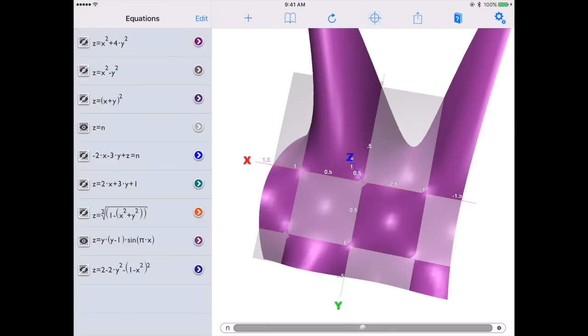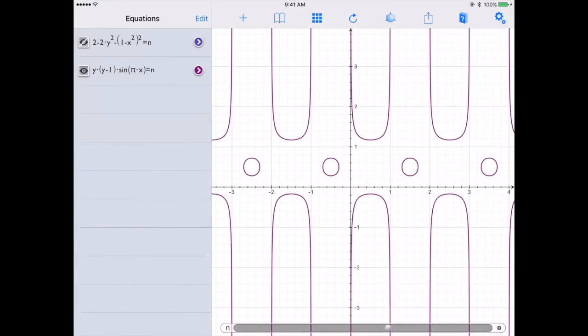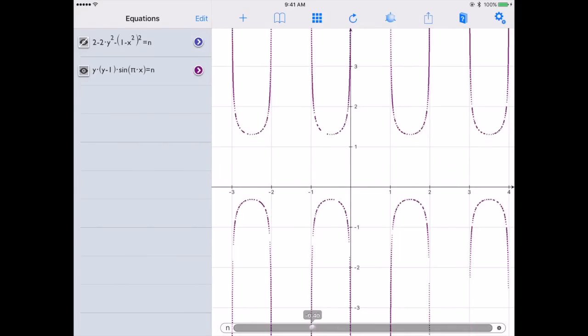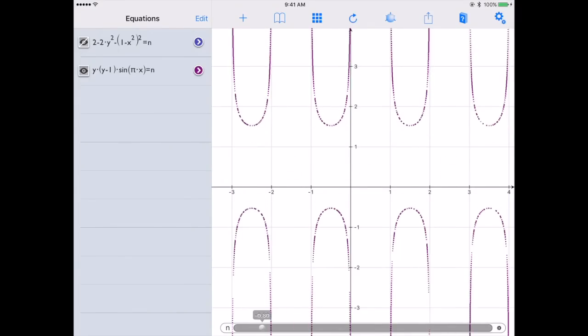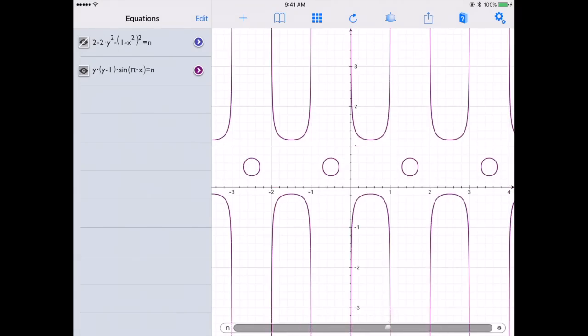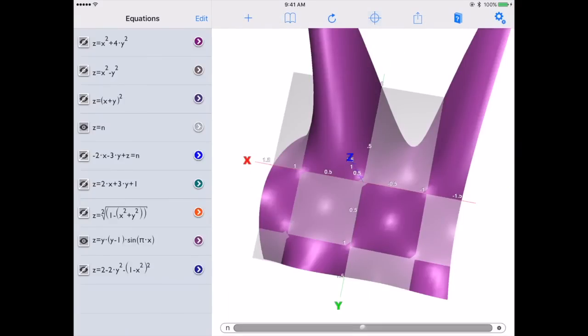If I go to 0, I sort of get a checkerboard-like pattern, and so we can see that in 2 dimensions. Now I have more of a checkerboard type pattern. And then back to the circles, and then the circles disappear. So it's the same representation, but we're only looking at the curve itself rather than both the surface and the cut plane.